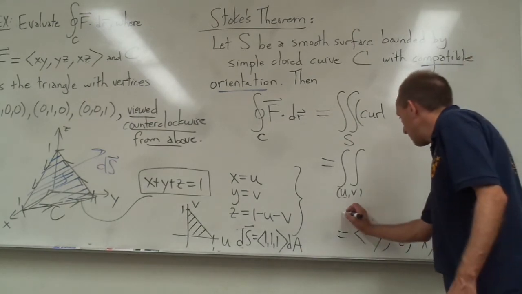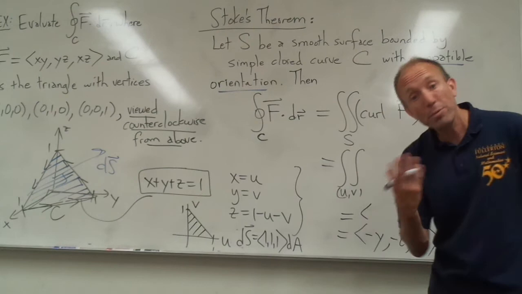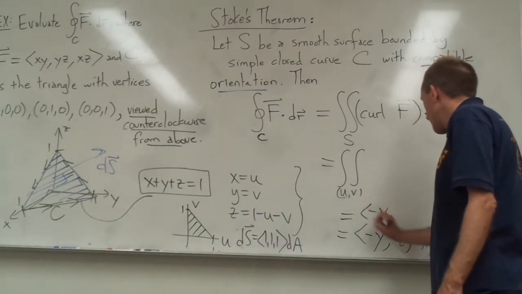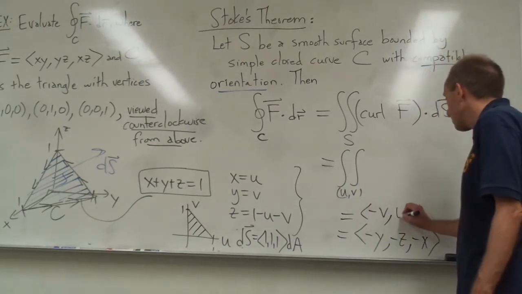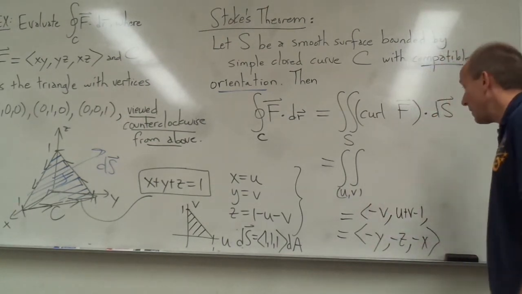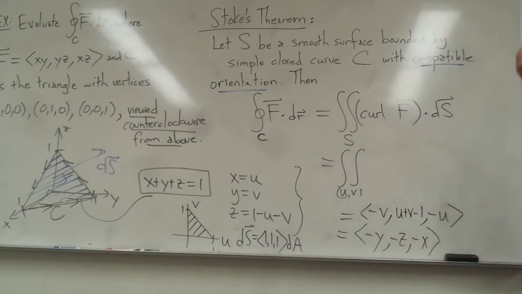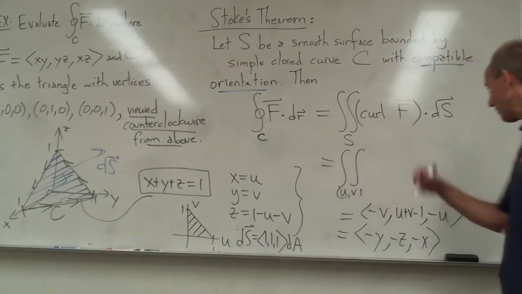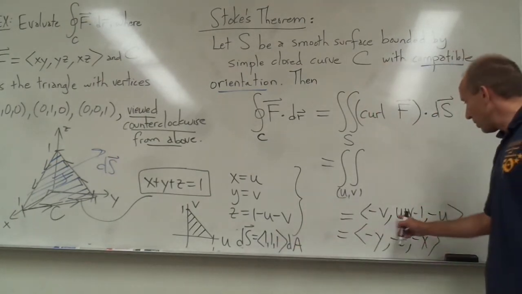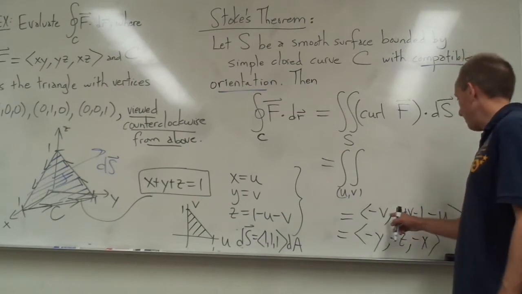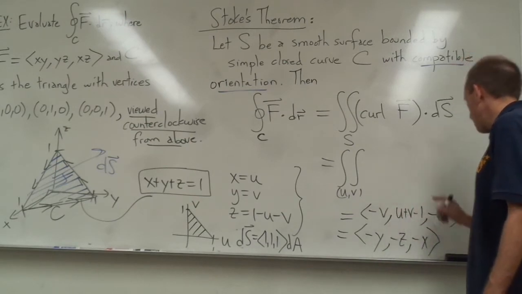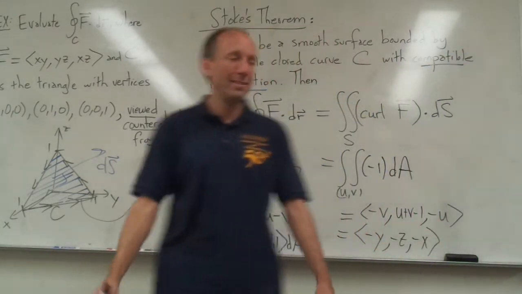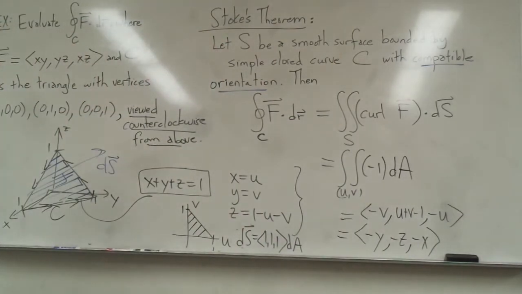Now, remember, let me just rewrite it. I have to write everything in terms of u and v because I've parameterized the surface. So negative y is really negative v. And negative z is really u plus v minus 1. And negative x is just negative u. I have to take that and dot it with 1, 1, 1, which really just means I'm going to add all of that stuff up. If you add all of this stuff up, negative v plus u plus v minus 1 minus u, you get negative 1.